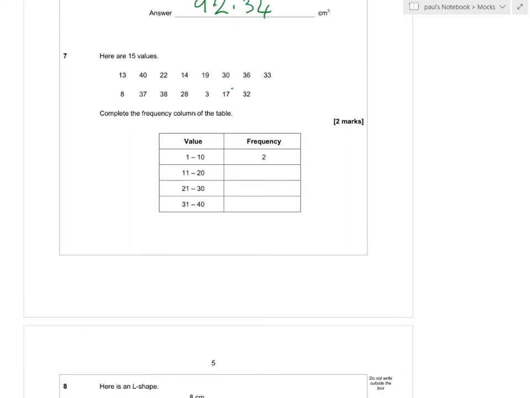Here are 15 values. Complete the frequency column. So we've already got 2 of these in the 1 to 10 bracket. Now the 11 to 20s, we've got 1, 2, 3, 4 in there. 21s to 30s, we've got 1, 2, 3 in there, and the other ones 1, 2, 3, 4, 5, 6 in there.